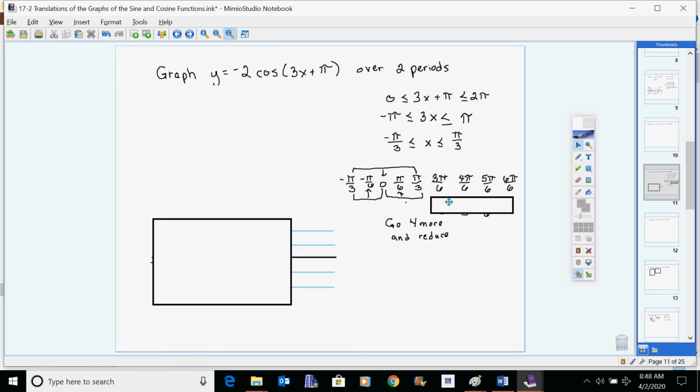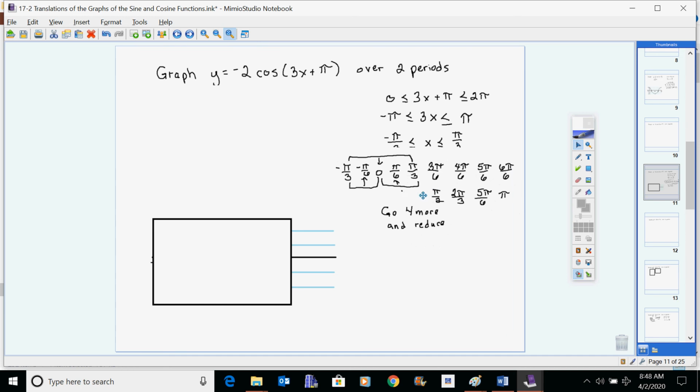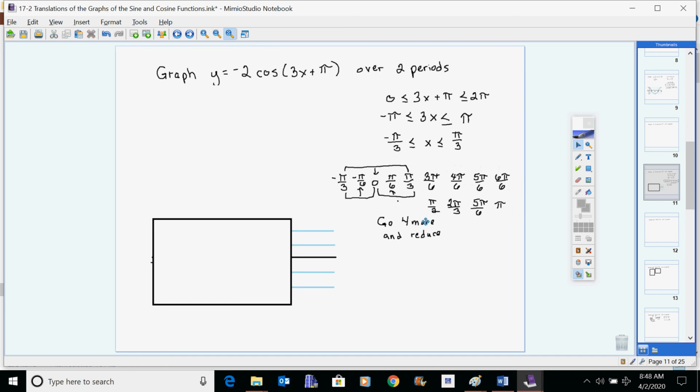So 3 pi over 6 turns into a half. 4 pi over 6 turns into 2/3. 5 pi over 6 doesn't reduce, and 6 pi over 6 turns into pi. So when you make your basic graph, you're going to want to make sure that you include all of these values.